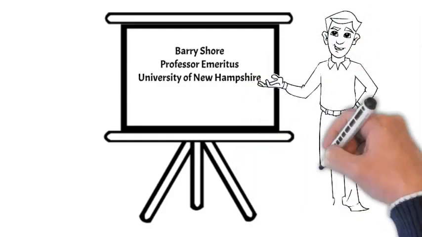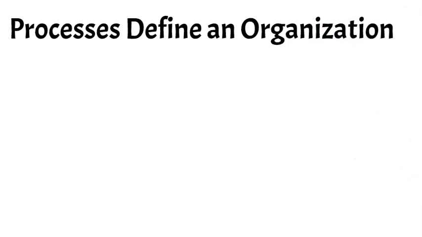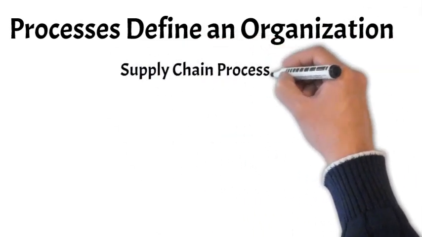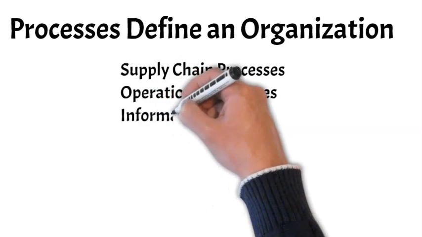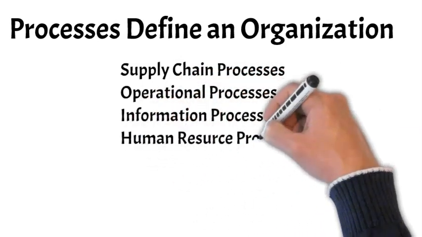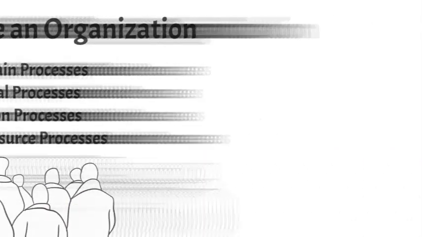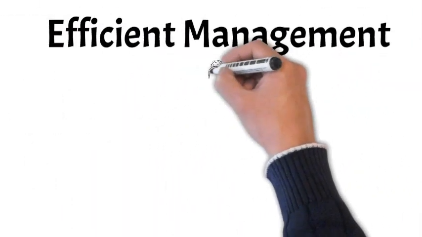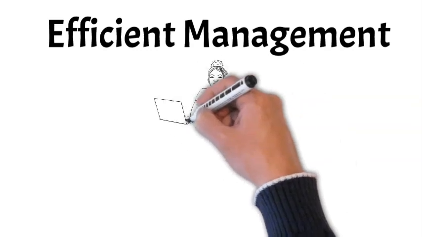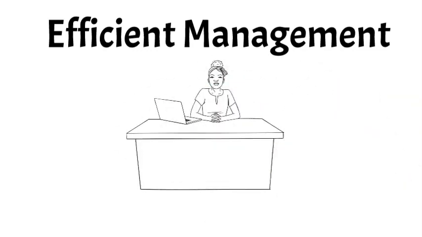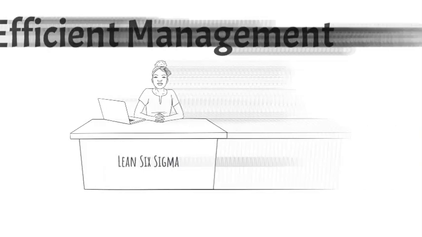Processes define an organization. They are its lifeblood. We have supply chain processes, operational processes, information processes, and human resource processes, just to name a few. Efficiently managing these processes is critical to the organization's success and sustainability. And managing these processes efficiently is the focus of Lean Six Sigma.